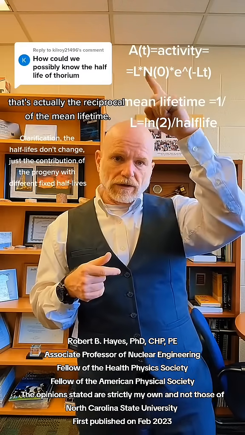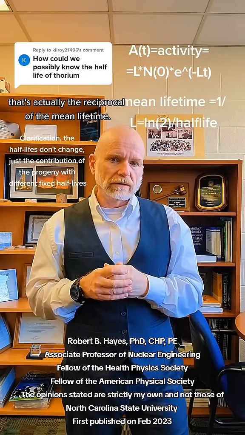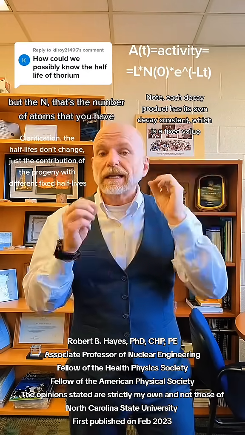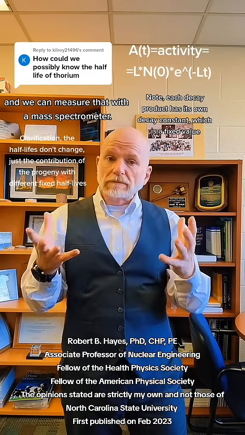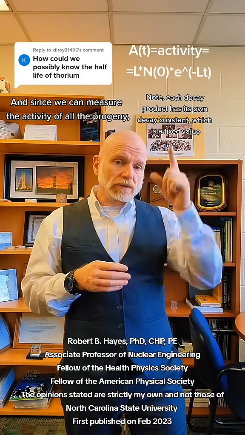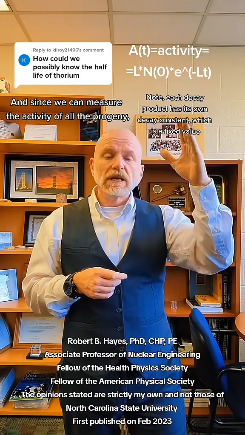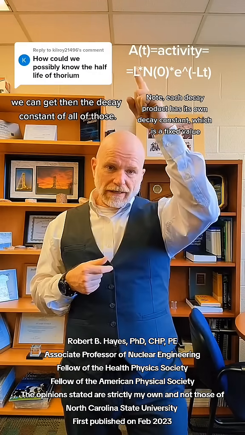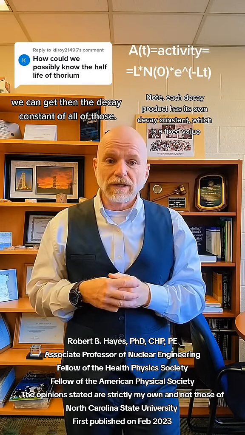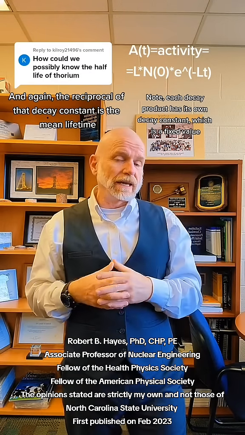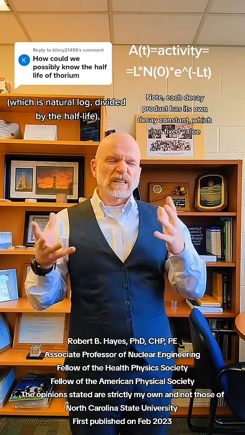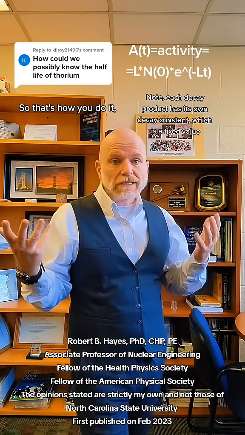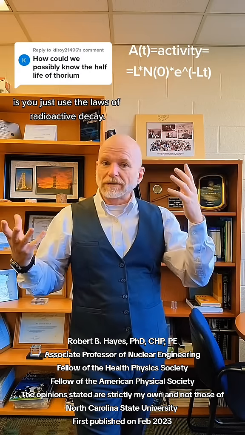That's actually the reciprocal of the mean lifetime. So that's changing, but the N, the number of atoms that you have, we can measure with a mass spectrometer. And since we can measure the activity of all the progeny, and we can measure the number density of all the progeny, we can then get the decay constant of all of those. And again, the reciprocal of that decay constant is the mean lifetime, and the natural log of 2 divided by the half-life is the decay constant. So that's how you do it: you just use the laws of radioactive decay.